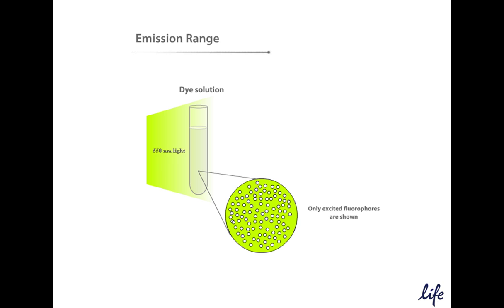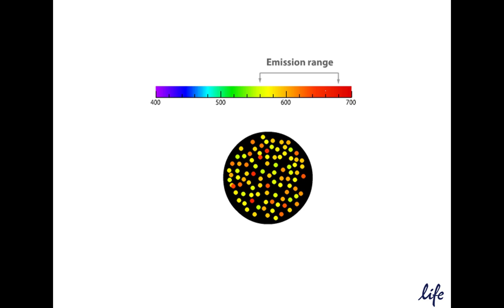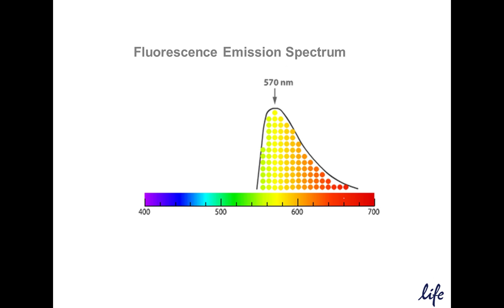So how is emission determined? Well, when we excite the previously described dye solution at its excitation maximum, 550, we find that light is also emitted over a range of wavelengths. Although the fluorophore molecules all emit the same intensity of light, the wavelengths, and therefore the colors, of the emitted light are not homogeneous. Collectively, however, the population fluoresces most intensely at 570 nanometers.